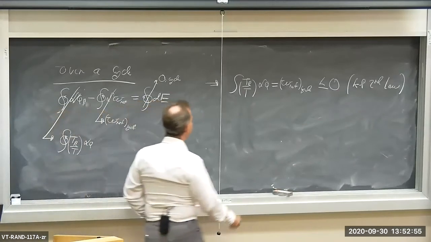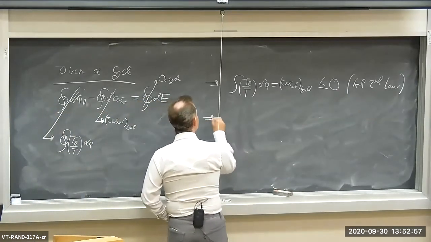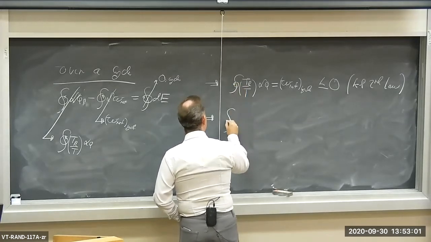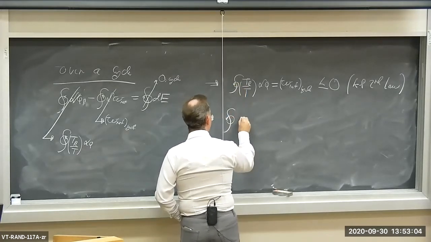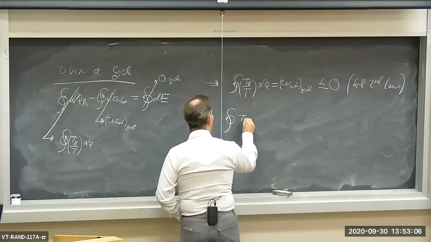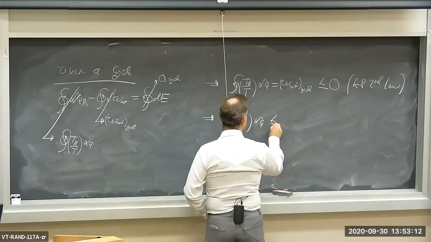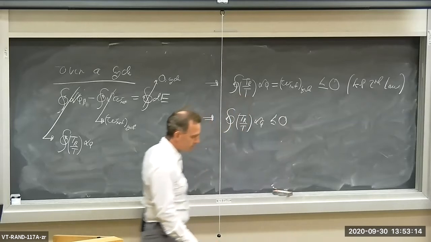So that means, over a cycle, be careful here, the integral of T reservoir over T del Q has got to be less than or equal to 0.